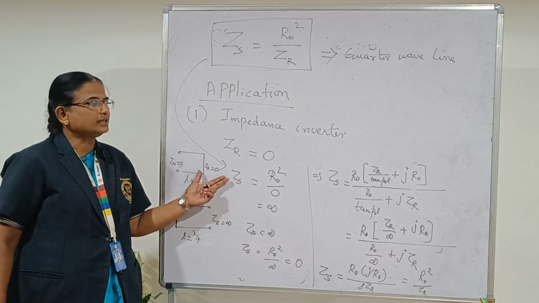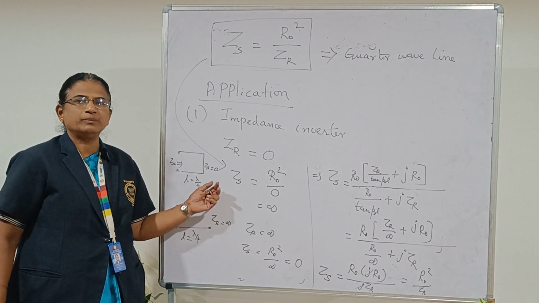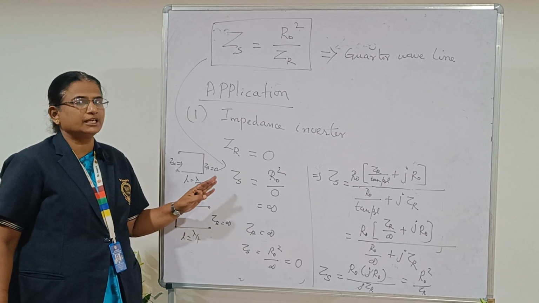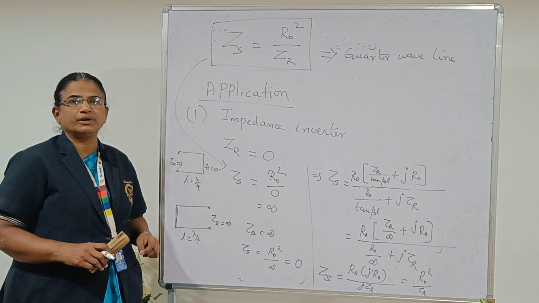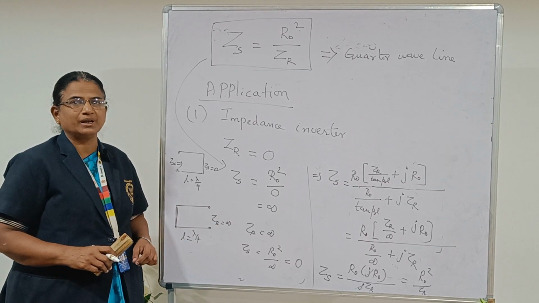So this is about the input impedance of a dissipationless line and the input impedance of a short circuited and open circuited line, and we have also derived the input impedance of a quarter wave line and discussed the application of the quarter wave line.